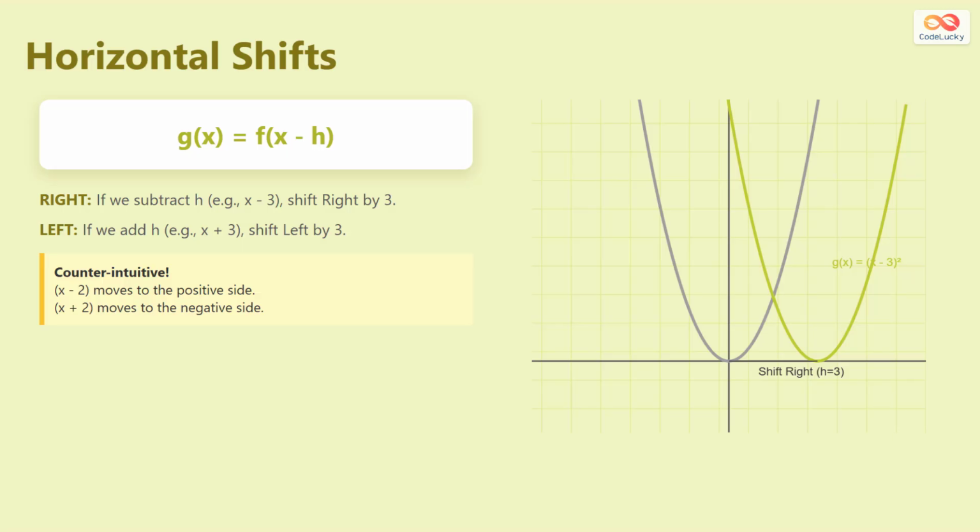Horizontal shifts occur when we add or subtract a number inside the function argument, like x minus h. This part can be tricky. Subtracting a number moves the graph to the right, towards the positive side. Adding a number moves it to the left. It feels counterintuitive, so pay close attention to the sign.